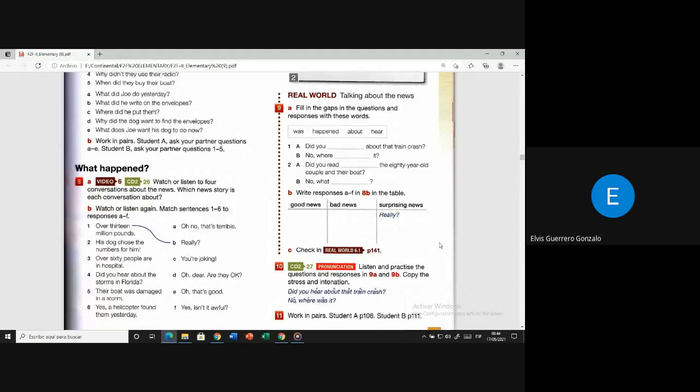Bad news. Oh dear, are they okay? Other expression. There are 3 expressions in this category. Oh no, that's terrible. Yes, isn't it awful? Correct. Bad news: Oh no, that's terrible. Yes, isn't it awful? Oh dear, are they okay?